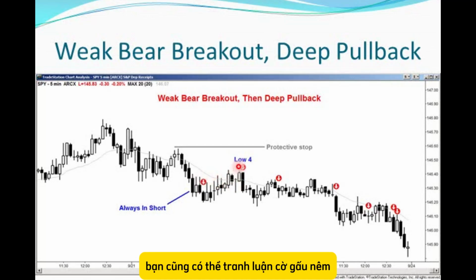You can also argue wedge bear flag, push up here, and then 2, 3, 4. Doesn't matter, sometimes wedges have four pushes. In any case, this is probably going to be a bear flag.